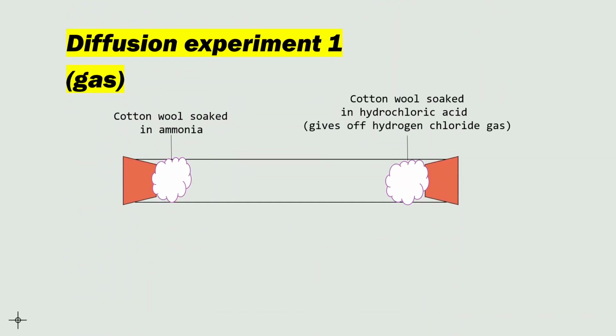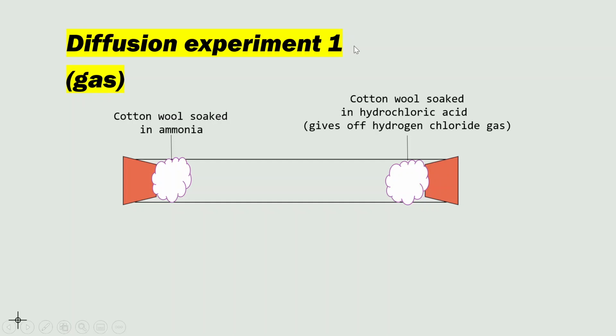Now let's look at this little experiment I put together for you guys. We have a tube, and these are rubber bands sealing the tube. This is a cotton wool, and this is also a cotton wool. So this cotton wool over here is soaked in ammonia, and this one is soaked in hydrochloric acid, and the hydrochloric acid gives off hydrogen chloride gas.